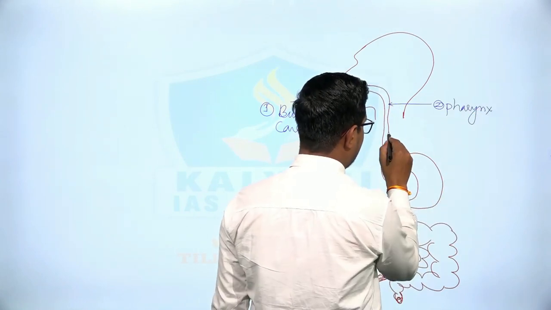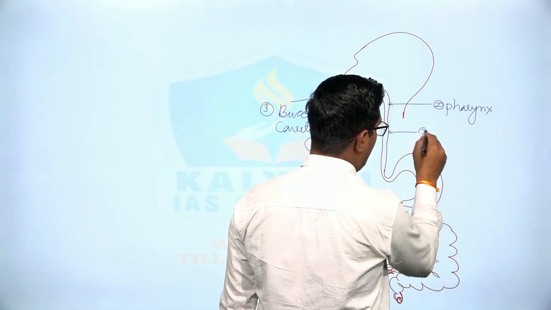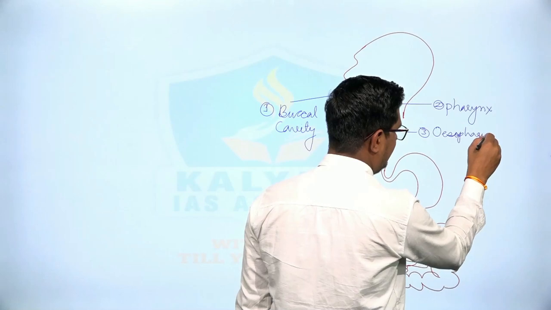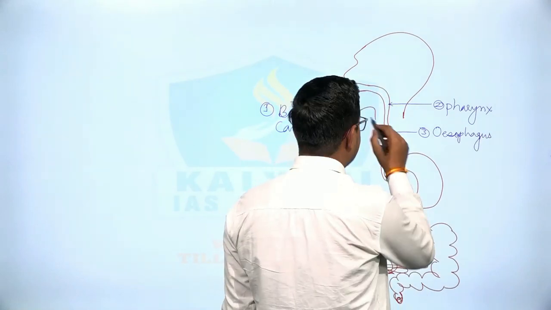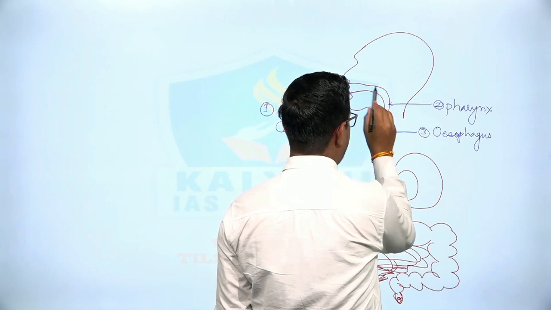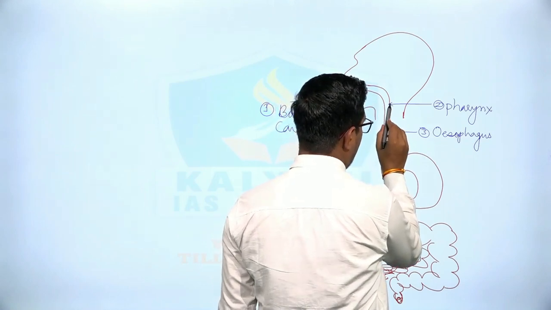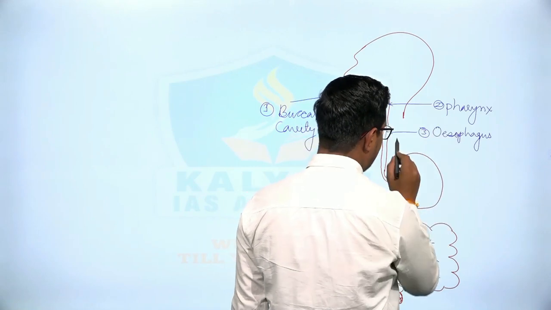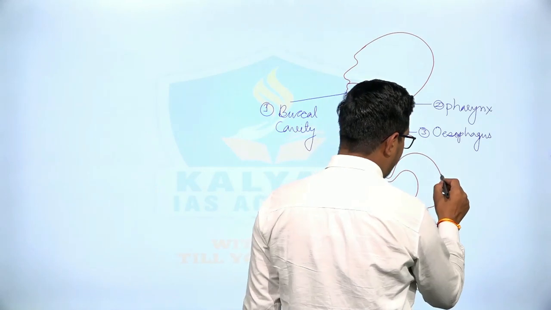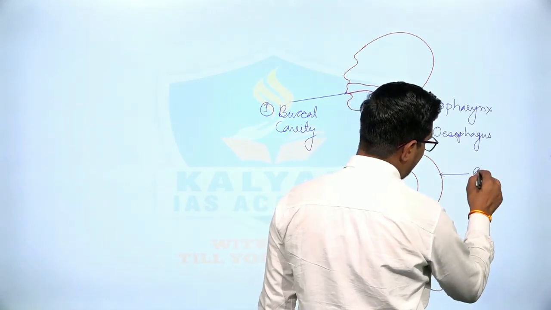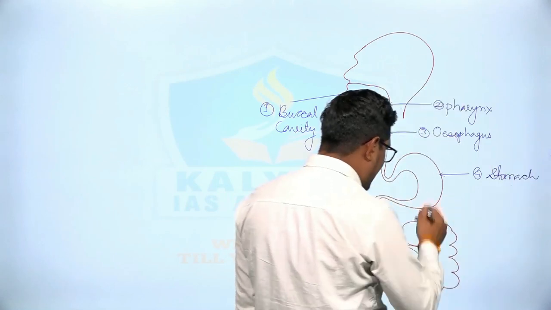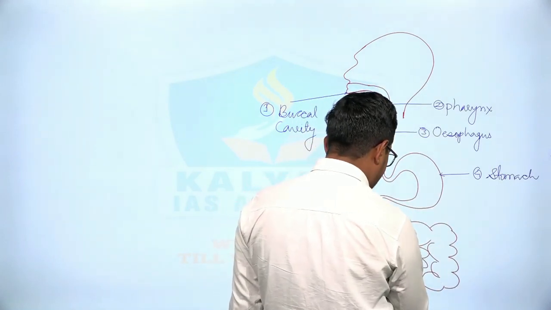Right, pharynx. Then this is the portion of oesophagus. From this mouth, this is the buccal cavity, and this portion of the alimentary canal is the pharynx. Then this long tube is known as the oesophagus. The fourth is the stomach, right? So this is the stomach.